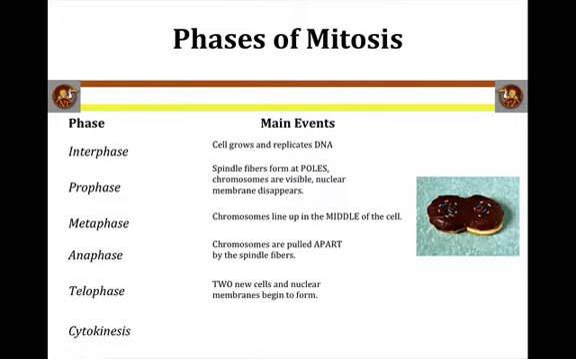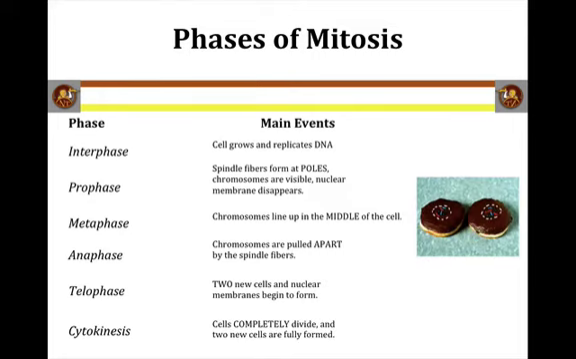And finally, lastly, our final phase is cytokinesis, which is when the cells completely divide and two new cells are fully formed. Okay? So I want to highlight for you keywords that we have for prophase, metaphase, anaphase, telophase, and cytokinesis. Those are all in caps. Poles for prophase, middle for metaphase, anaphase is apart, telophase is to, and cytokinesis is completely. Okay, take a minute to write that down. I'm going to move on.